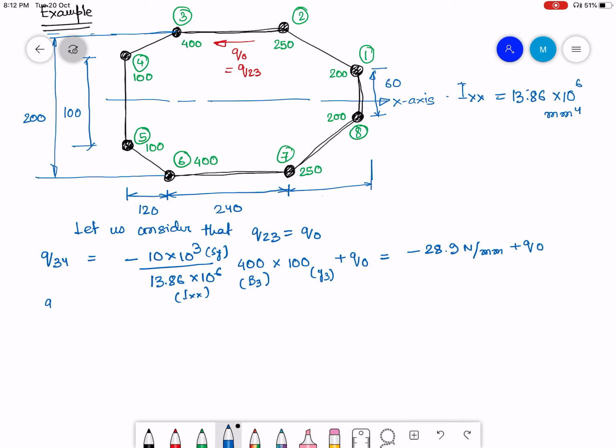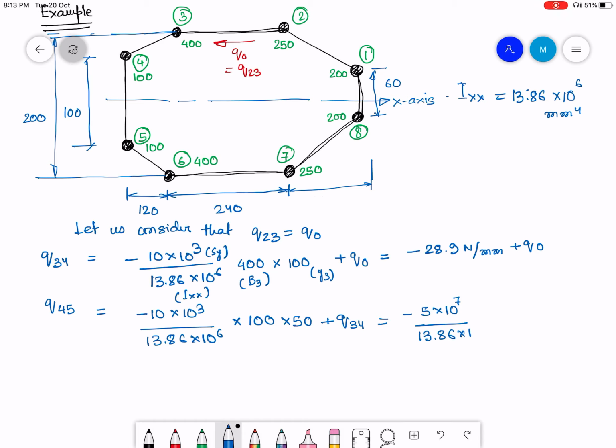Okay, so similarly I can see what is going to be Q45. Q45 is minus 10 into 10 to the power 3 by 13.86 into 10 to the power 6 into 100 into 50, plus Q34, which is going to be minus 5 into 10 to the power 7 by 13.86, which will turn out to be minus 32.5 plus Q0.